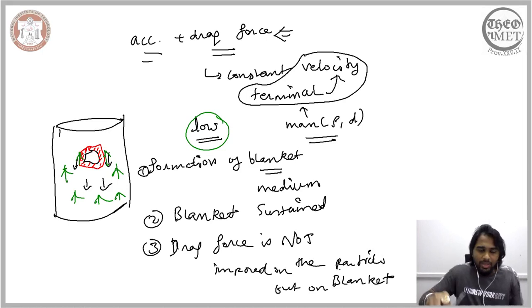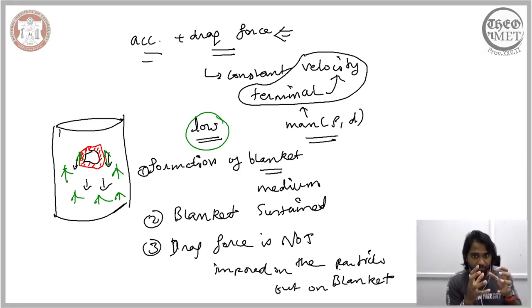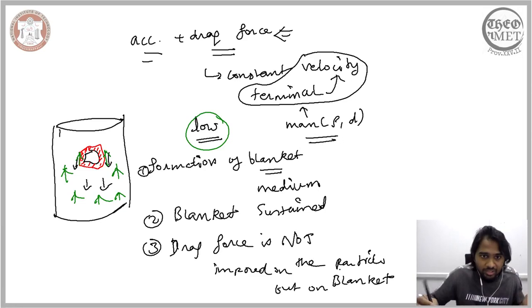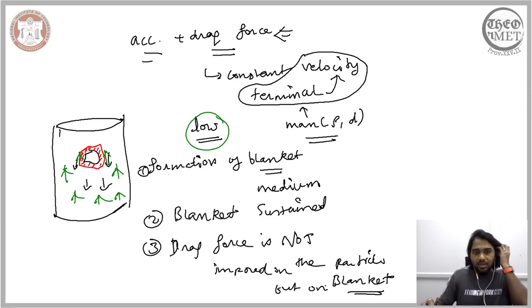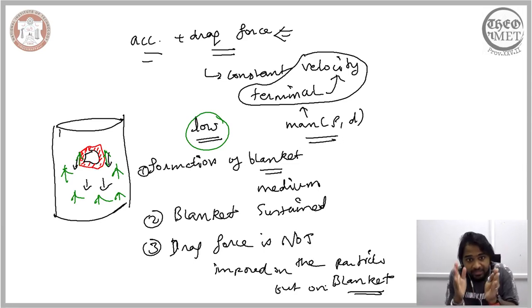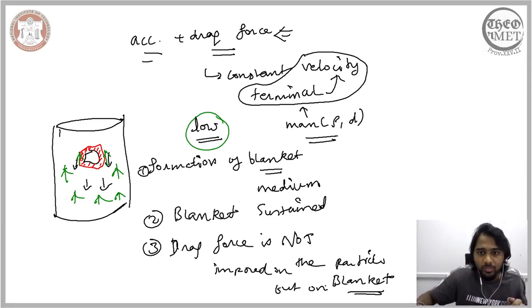So you have distinct events when the particle is progressing at a very low speed. One is the formation of a blanket, and the other is the drag force. This blanket is not disturbed; it is sustained as the particle progresses across the barrel, and whatever drag force is imposed, it is imposed not on the particle but on the blanket. So essentially the resistance now is not between the particle and the medium, but between one layer of the medium and the other layer of the medium. Therefore this is referred to as the viscous resistance.